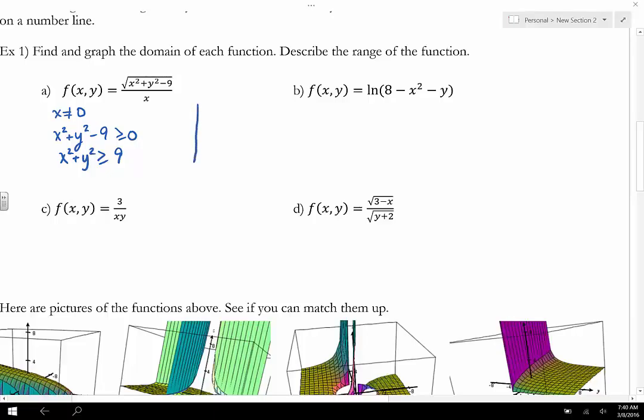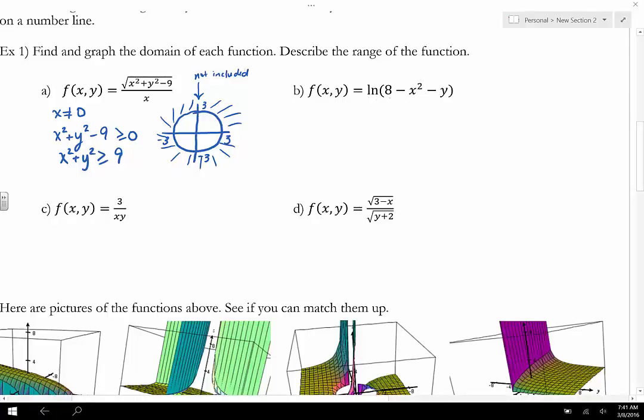Well, we can graph this now and say, all right, x squared plus y squared equals 9 would be the circle centered at the origin with a radius of 3. And if I want it to be greater than or equal to 9, that means I'm outside the circle. And if x isn't allowed to equal 0, that means I am not on the y-axis. So you could maybe just write a note that says that the y-axis is not included here. It's everything to the right and everything to the left of the y-axis that is outside the circle x squared plus y squared equals 9.